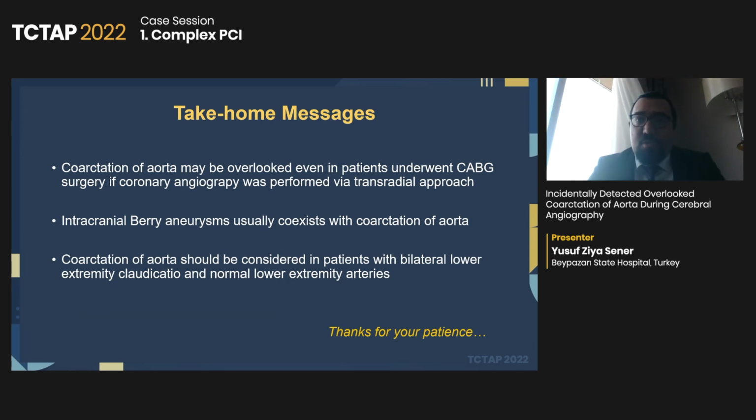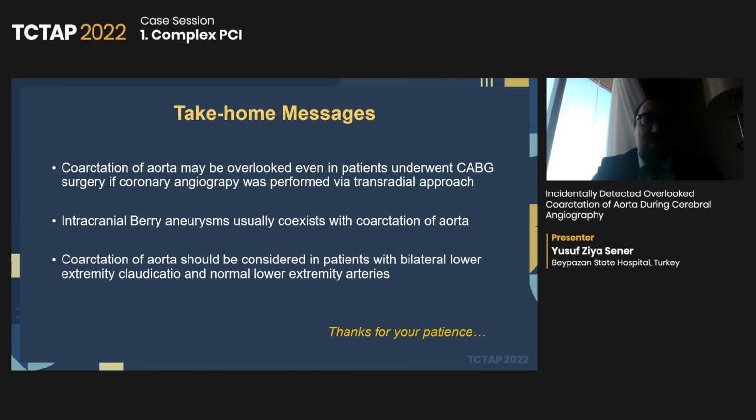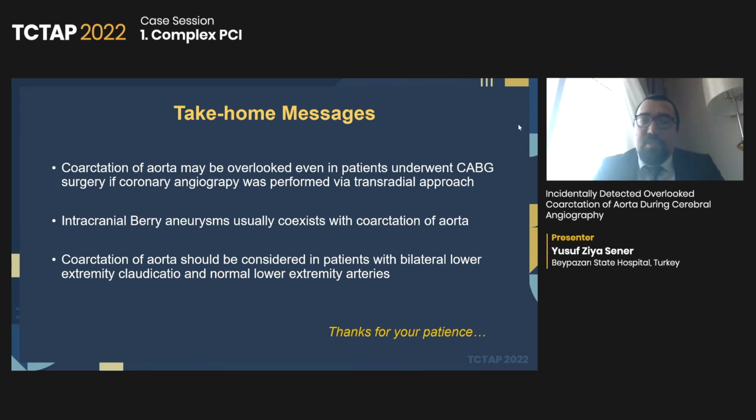Coarctation of the aorta may be overlooked even in patients who underwent CABG surgery if coronary angiography was performed via the transradial approach. Intracranial aneurysms usually coexist with coarctation of the aorta, and coarctation of the aorta should be considered in patients with bilateral lower extremity claudication and normal lower extremity arteries. Thanks for your patience.